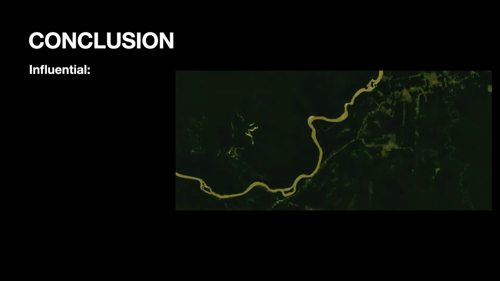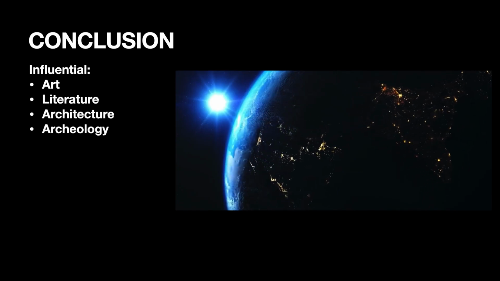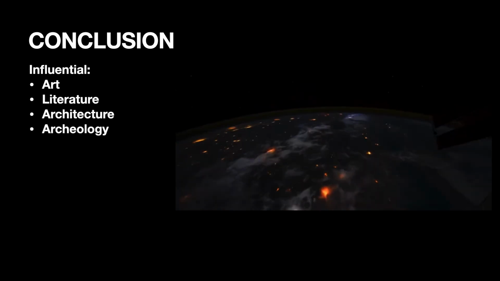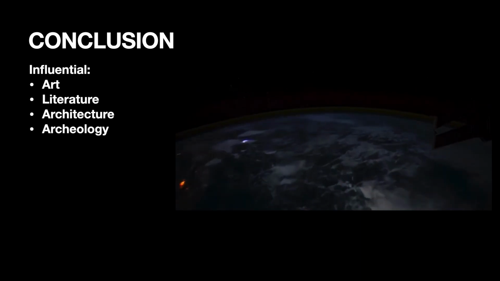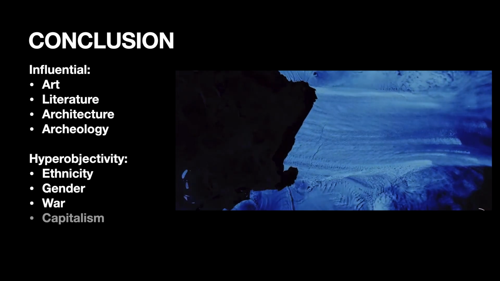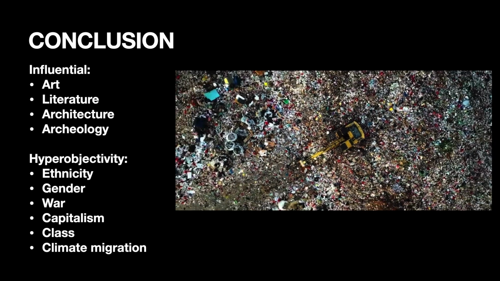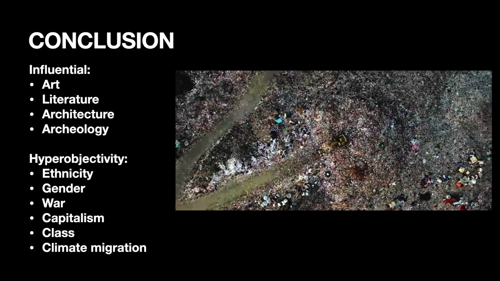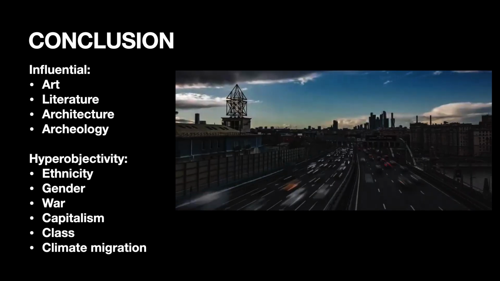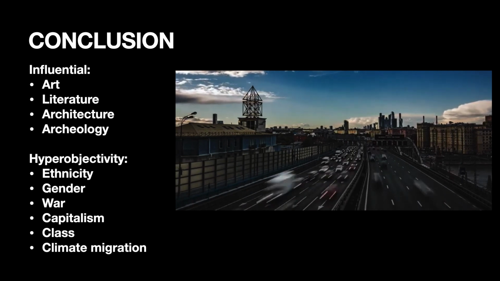Despite its problems, the concept of the hyperobject has inspired work across disciplines within and outside philosophy and ecology, including art, literature, architecture, and archaeology. Other than climate change, scholars have embraced a framework of the hyperobject to ask questions regarding ethnicity, gender, war, capitalism, class, and climate migration. Whether such things are indeed hyperobjects, or how useful it is to think of such entities in a framework of hyperobjectivity, is perhaps the reason why Morton's theory warrants further engagement.